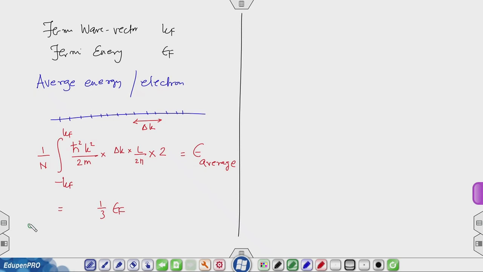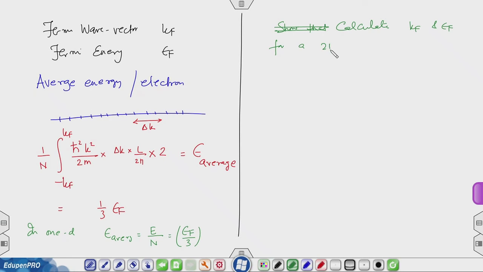So, in 1D, average energy E average is equal to total E over n, which is epsilon f over 3. I would give you a question here, show that or calculate kf and epsilon f for a 2D gas.